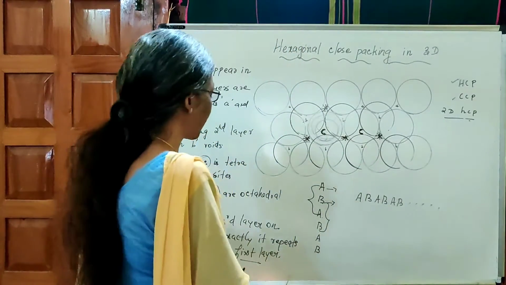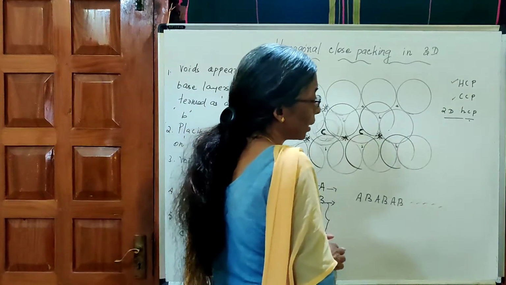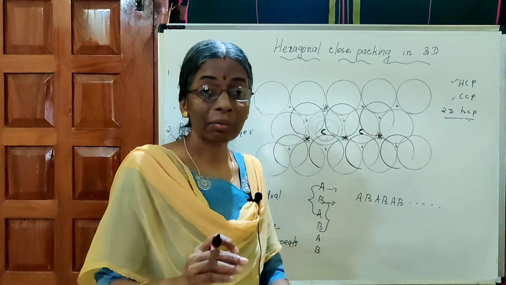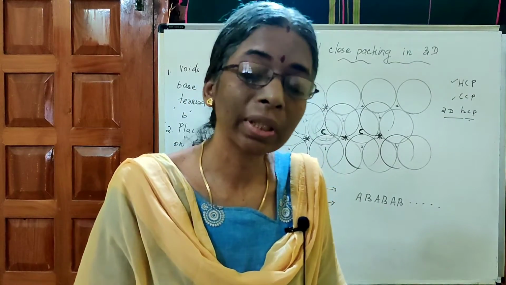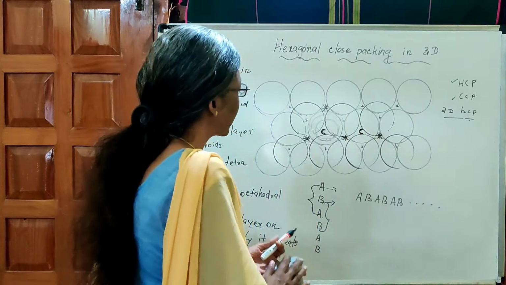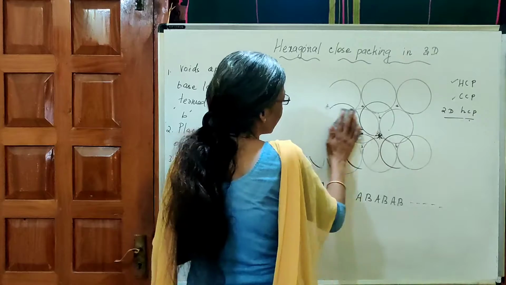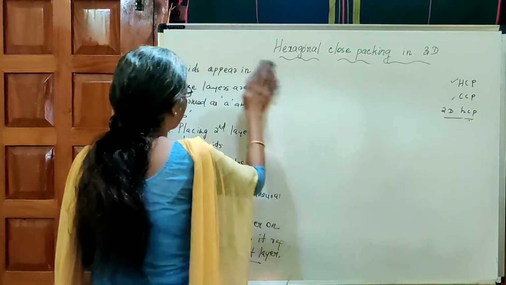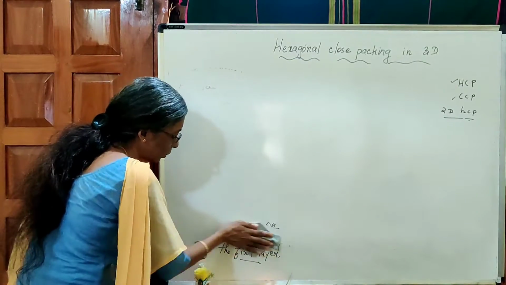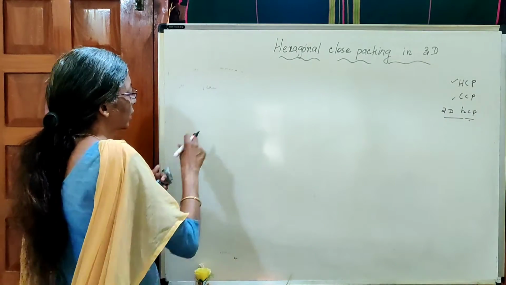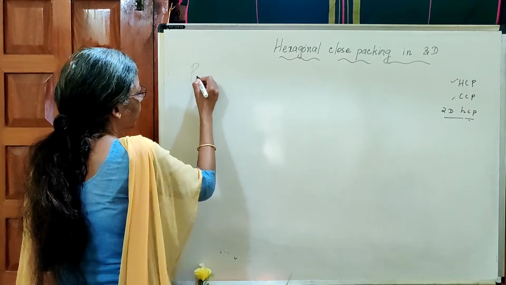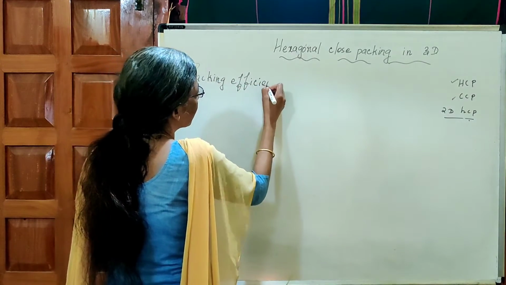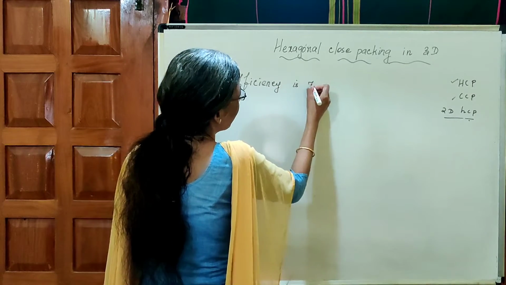In hexagonal close packing, and also in three-dimensional cubic close packing, the packing efficiency for both comes to 74%. Now you see here, we are seeing tetrahedral voids and octahedral voids. So the packing efficiency in hexagonal close packing is 74%.